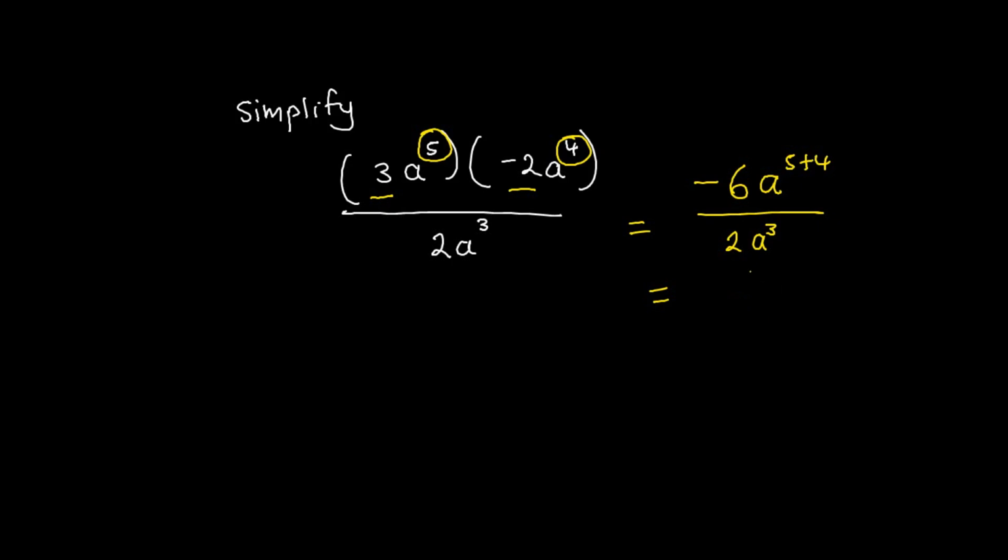Actually, let me just write it out so it's better. It's negative 6a raised to the power of 9 over 2a raised to the power of 3, right? Negative 6 divided by 2 is negative 3. And in this case, I can apply the second law of exponents. When dividing and the bases are the same, I subtract the exponents. I keep the common base of a, and I start off with the first exponent minus the second exponent, which is equal to negative 3a raised to the power of 6. And that is my final solution.